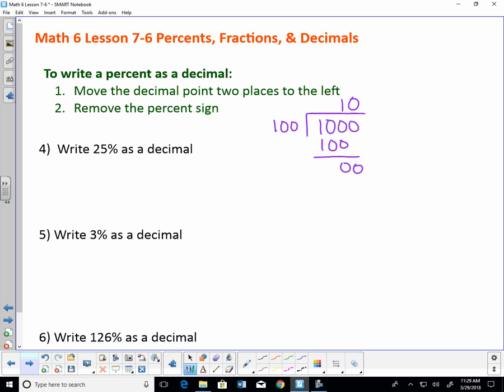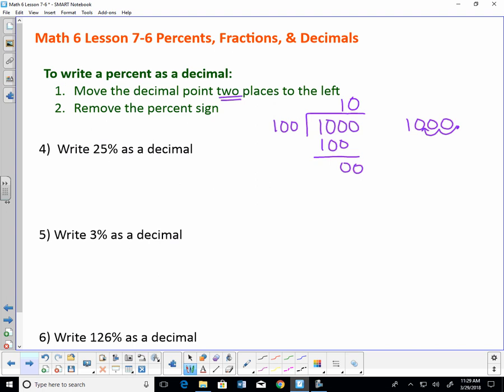So if I divide it by 100, notice if I have 1,000 and I take a decimal point, because remember the decimal point is always at the end of a number. If I take 1,000 and I divide it by 100, I'm moving the decimal point 2 places to the left. That's how I get 10. Dividing by 100 is the same as moving the decimal point 2 places to the left, which is why that's the rule to change a percent to a decimal.